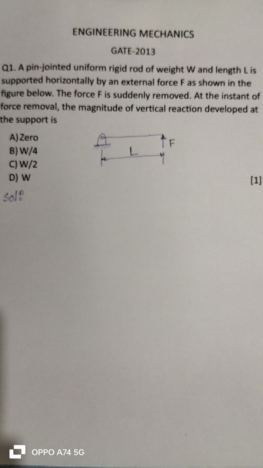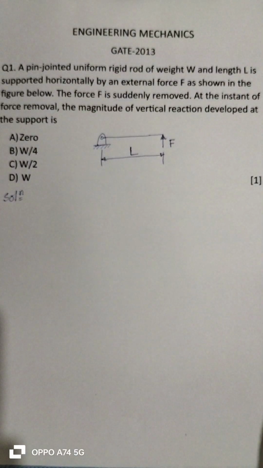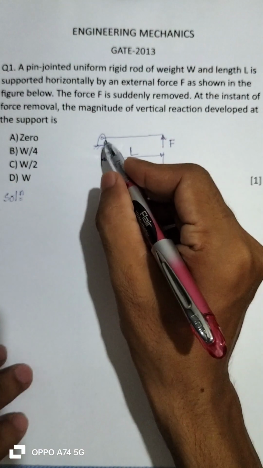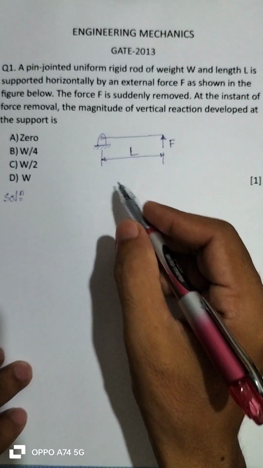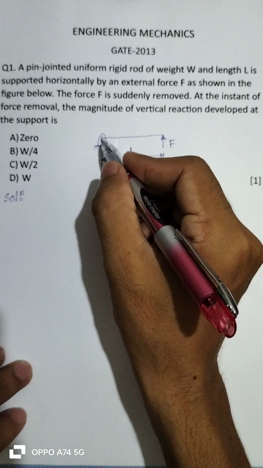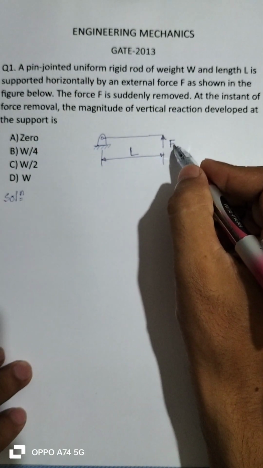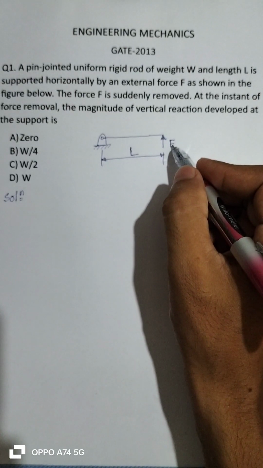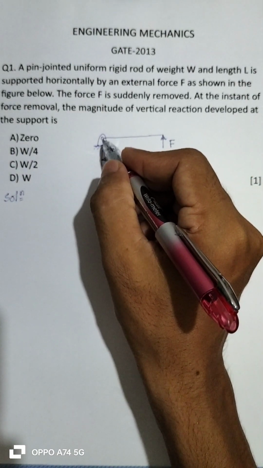This is an MCQ from Kinetics. The number at the margin is indicating the weightage of the question, that is 1 mark. There is a uniform rod of length L and weight W. It is pinned at this end, that is, it is fixed, and at the other end it is supported by an external force F. The question is, if this external force F is suddenly removed, then how much vertical reaction will be developed at the fixed end?